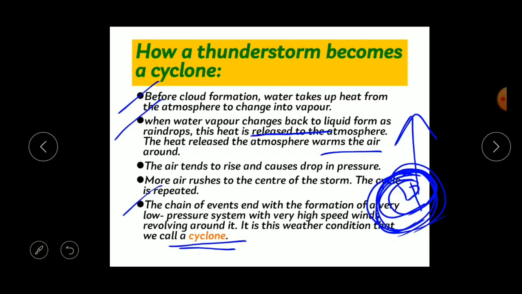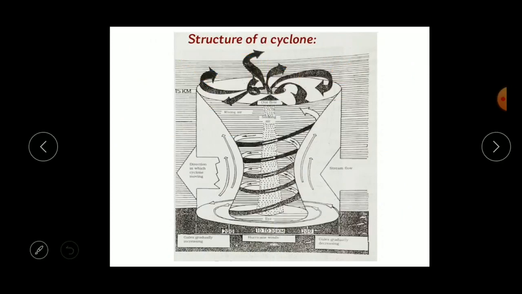Understood, children? This cyclone develops over a sea or ocean region. The next one is the structure of a cyclone. A cyclone is a rotation of air in the atmosphere at a height of around 10 to 15 kilometers. Here you can see this rotation of air. The height of this cyclone is around 10 to 15 kilometers.